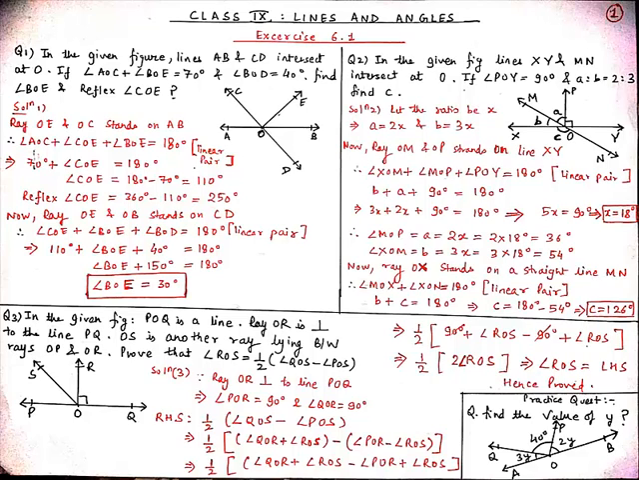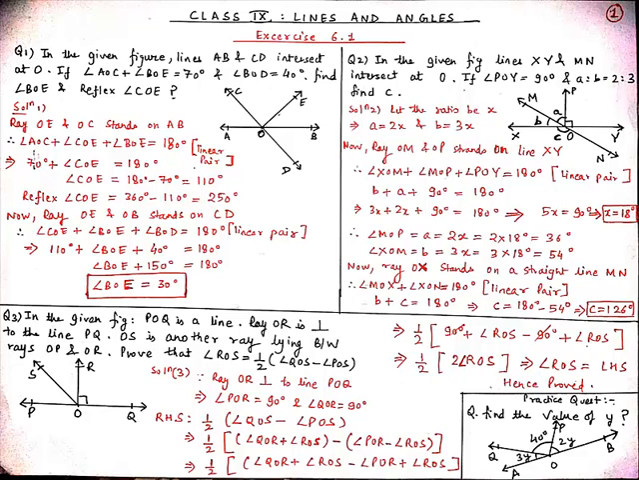Now our second question for today is: in the given figure, lines XY and MN intersect at O. If angle POY is equal to 90 degrees and the ratio of A to B is equal to 2 to 3, then find the value of C. Students, in this type of question, let's say the ratio is x. So the value of A will be equal to 2x and B will be equal to 3x.